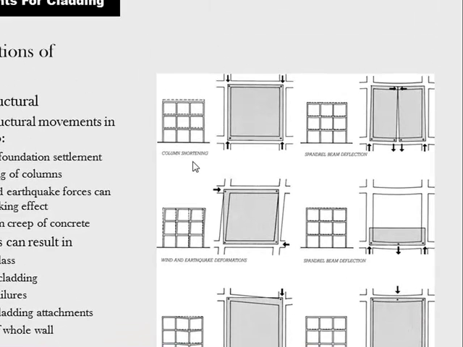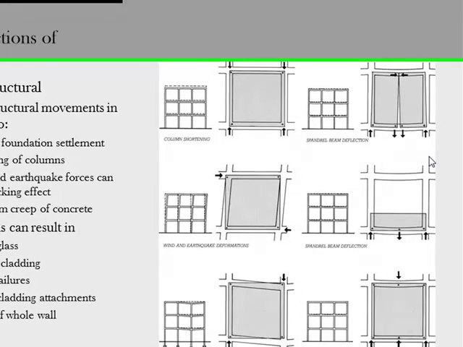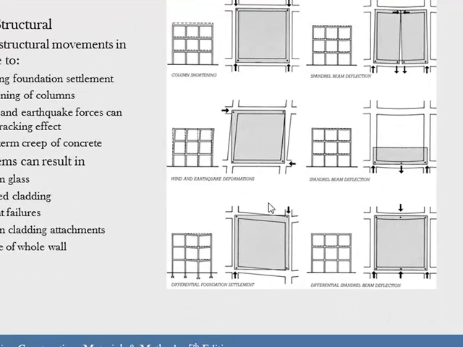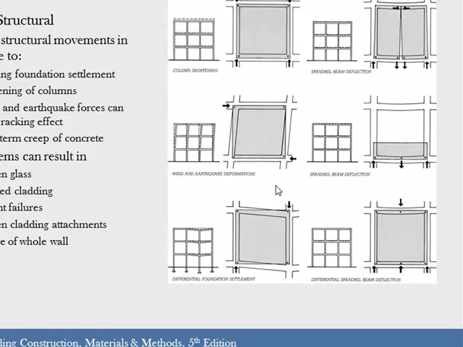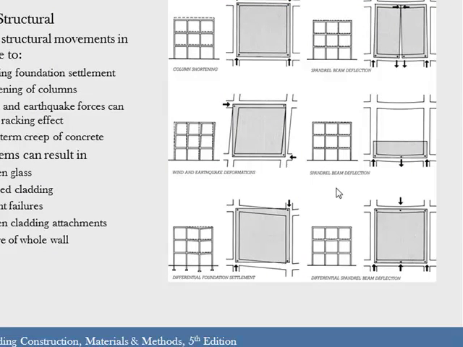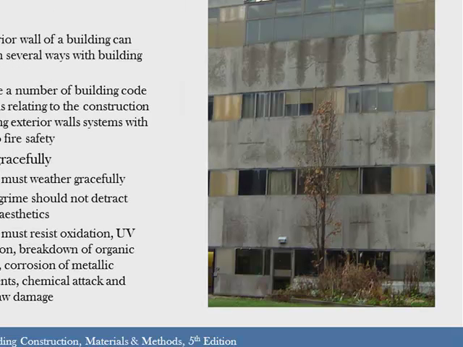Columns will tend to shorten. Beams will tend to deflect, meaning they'll bend down. Wind and earthquake, if there is a windstorm or an earthquake, you don't want the building to collapse. Even though it might be damaged, it can still stand up until the people get out. Spandrel beam deflection. Differential foundation settlement, that was when the foundation moves, and differential spandrel beam deflection. So all of those different things go into a successful cladding design.